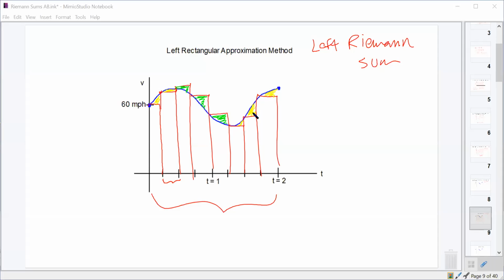And we might note that anytime f was increasing, what happened with our rectangles? They gave us an area that was less than the actual area, right? If f was increasing, then we had an underestimate. And if f was decreasing, we got an overestimate. True?